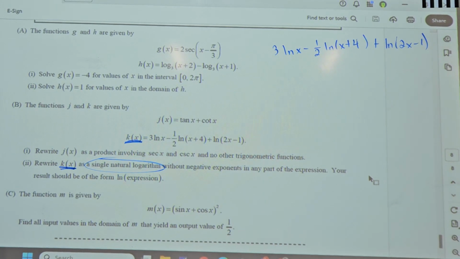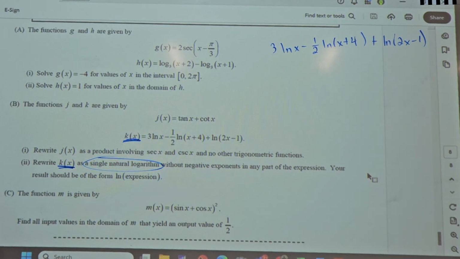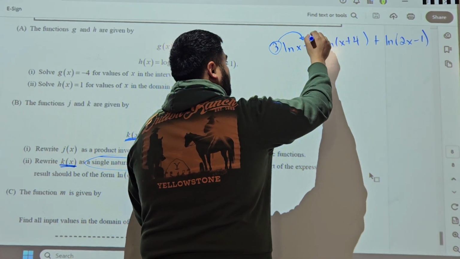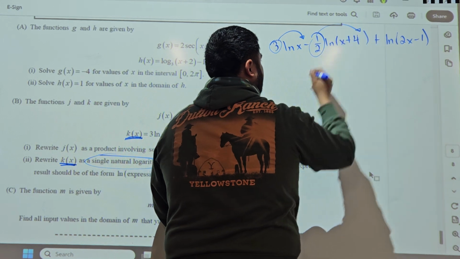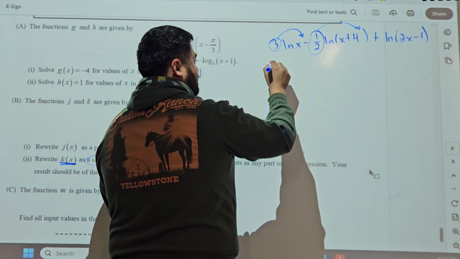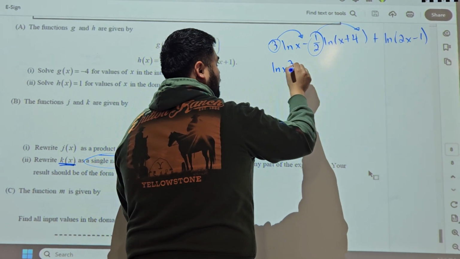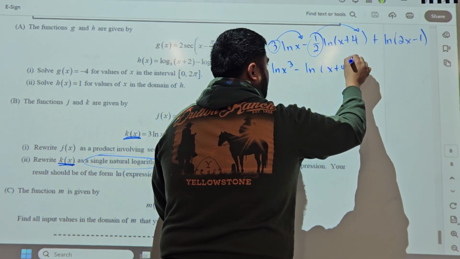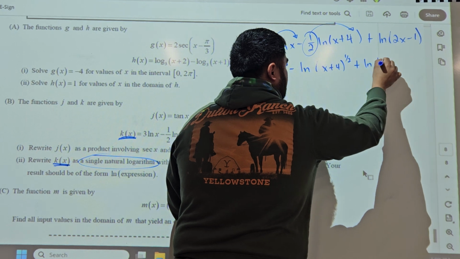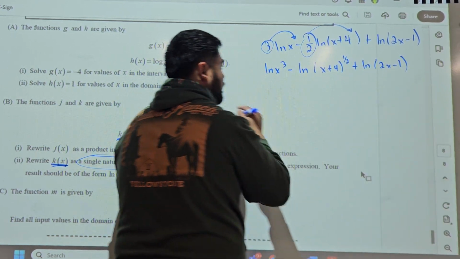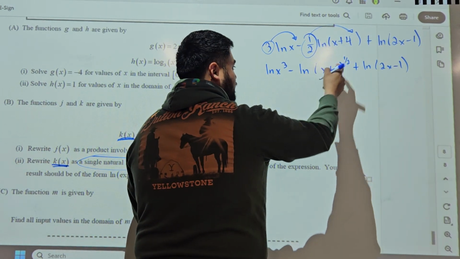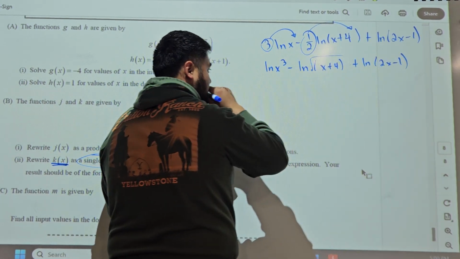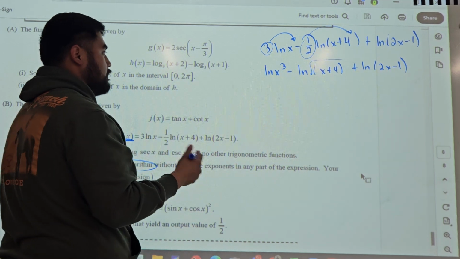3 terms. So what do I do first? Do I have any numbers in front of the natural log? Yes, I do. I have 3 right here, which is going to become an exponent. I have 1/2, which is also going to turn into an exponent. And that last one, we're going to leave it by itself. So you have natural log x to the power 3 minus natural log (x plus 4) to the power 1/2 plus natural log (2x minus 1). Remember, we have a fraction as an exponent, so this fraction is going to turn into, well, you guessed it, a square root.